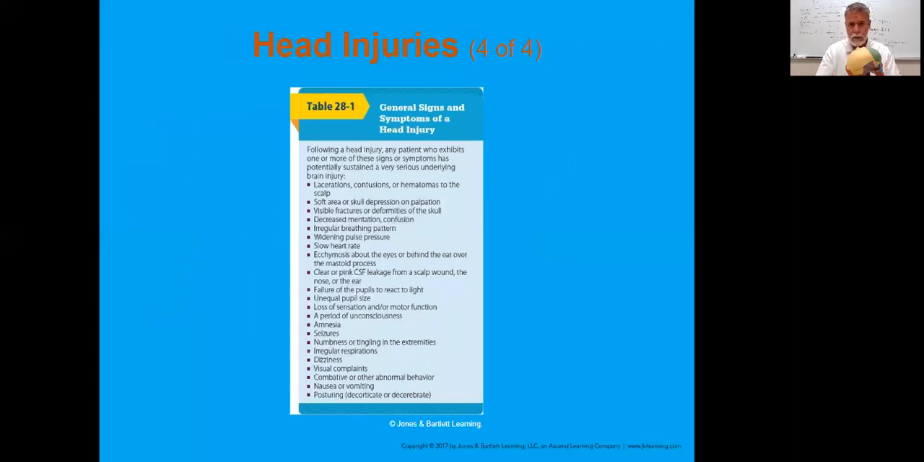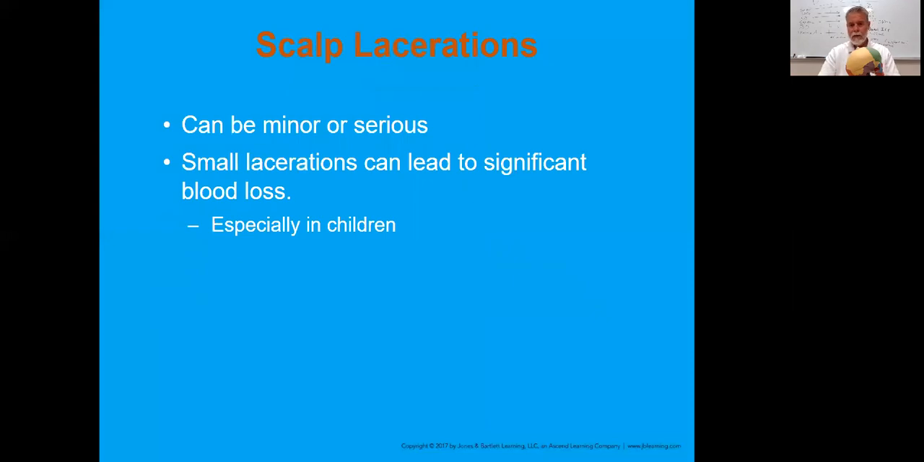Now, when you start looking at the signs and symptoms of a head injury, that one's much easier to see off of table 28 for you. Again, it should make sense as you look through these that, yeah, that could certainly be indicative of a head injury. Scalp lacerations, again, they can be minor, they can be serious, but it can lead, right? It's very vascular when you're dealing with the scalp itself.